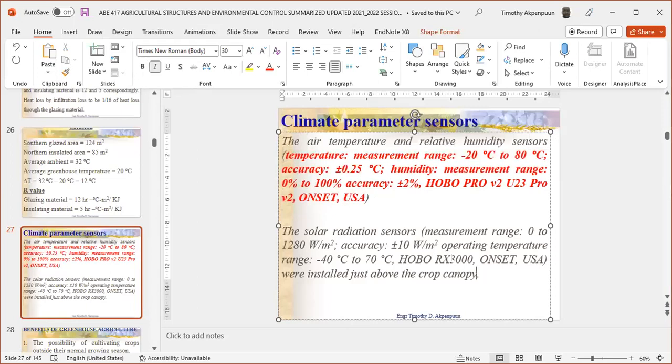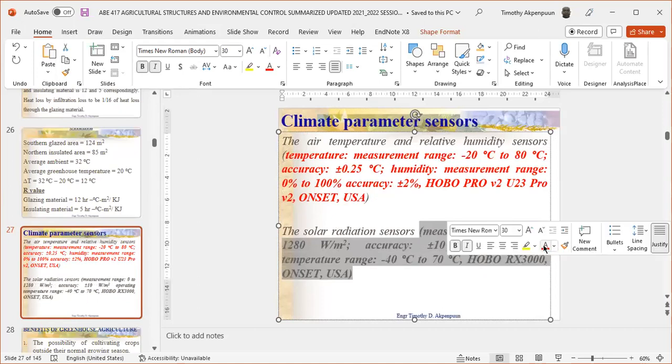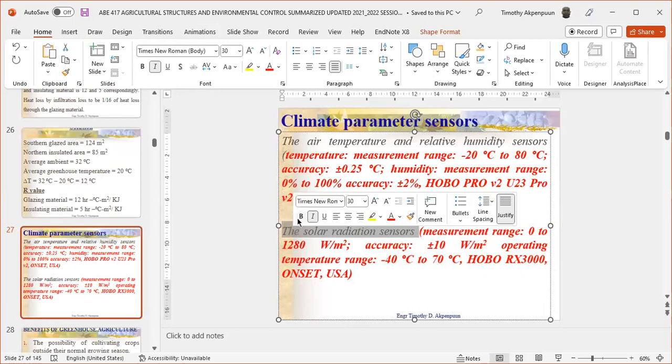While here, this is an example of a solar radiation sensor that will measure the solar radiation within the greenhouse environment, right? So, and then why do you need to do all these things? Why do you need to measure this? You need to measure so that you're able to do what? Control. And how do you control the temperature within the greenhouse and the solar radiation within the greenhouse?